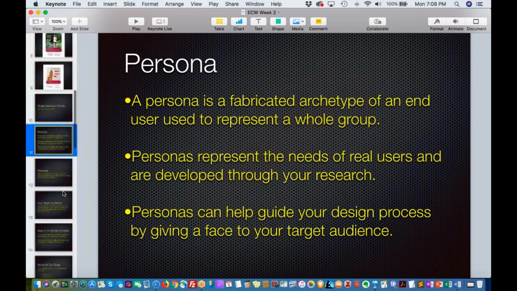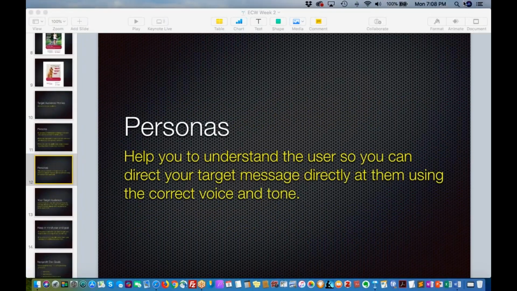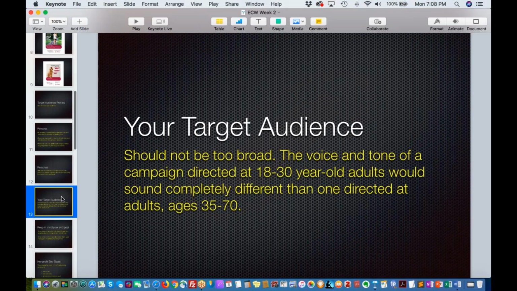So we're going to learn how to develop our target audience by developing personas, because personas help you understand the user, so you can direct your target message directly at them using the correct voice and tone. So the more you know about your target audience, the easier it's going to be to write copy they will respond to. And that's the most important part of an advertisement, is that it gets the audience to do something. Call a phone number, go to the website, make a donation, come to an event, support us.